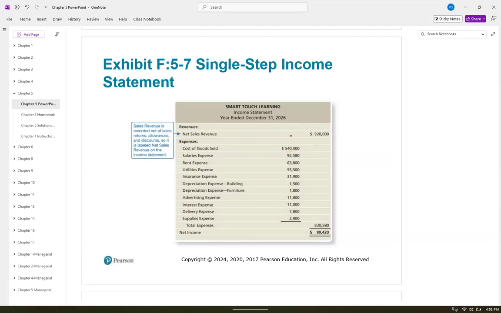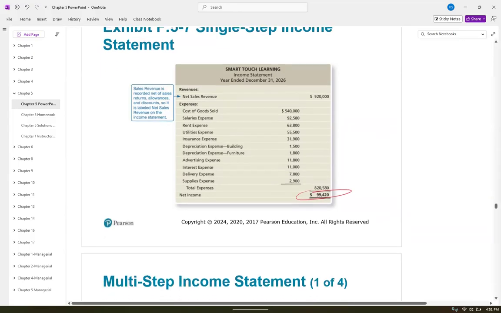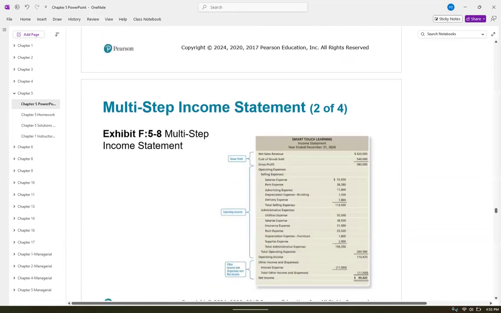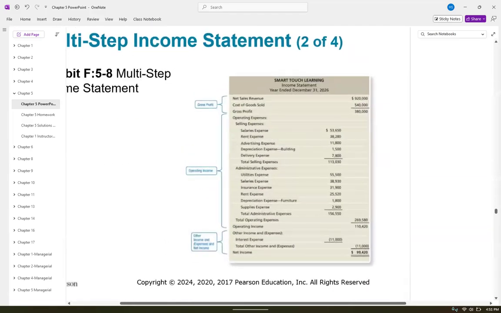The only number we have is net income. We don't know anything else. And so in a merchandising business, this single step income statement doesn't give us a lot of information. It doesn't give us good information. A multi-step income statement is going to give us more information. Okay. So let's come down here and look at this multi-step.